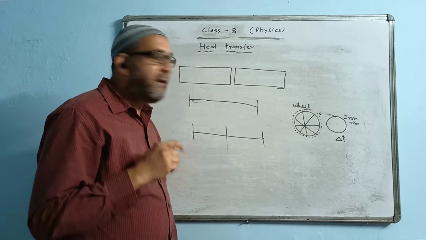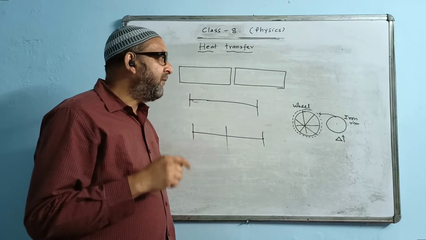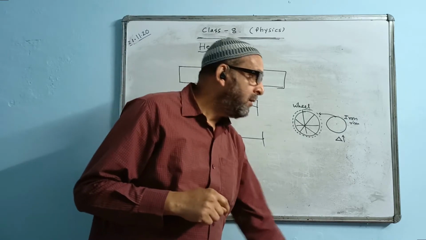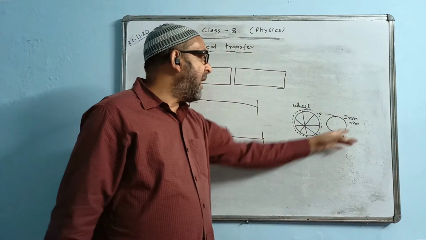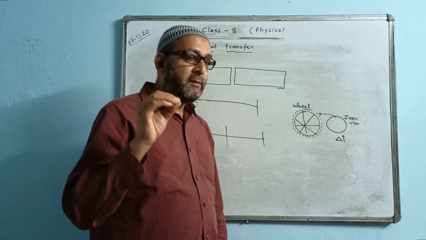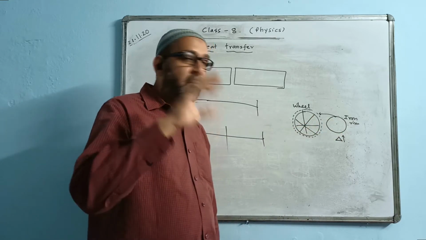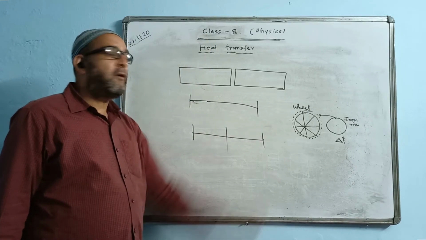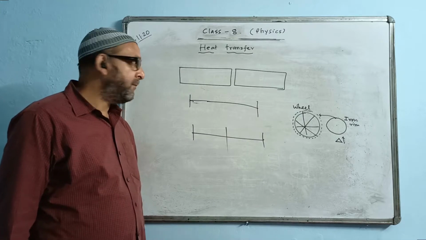In a wooden wheel, or in the wheel of a horse cart, the iron ring which is to be fitted over it is taken smaller in diameter before it is being fitted. Okay, this is the case of superficial expansion.